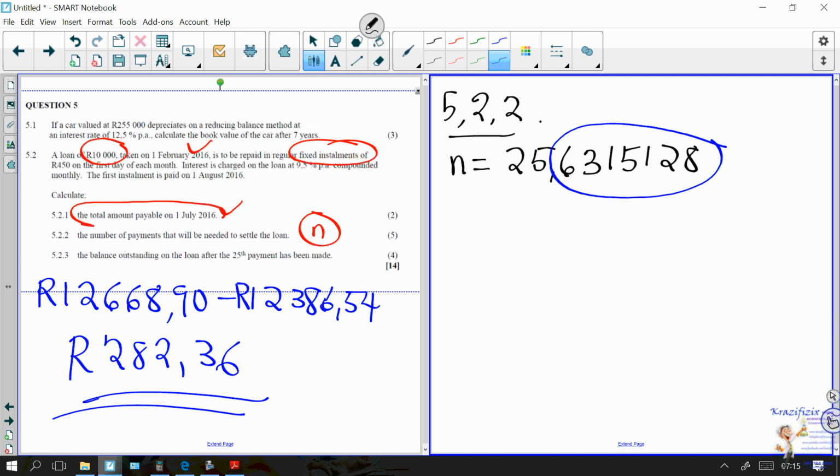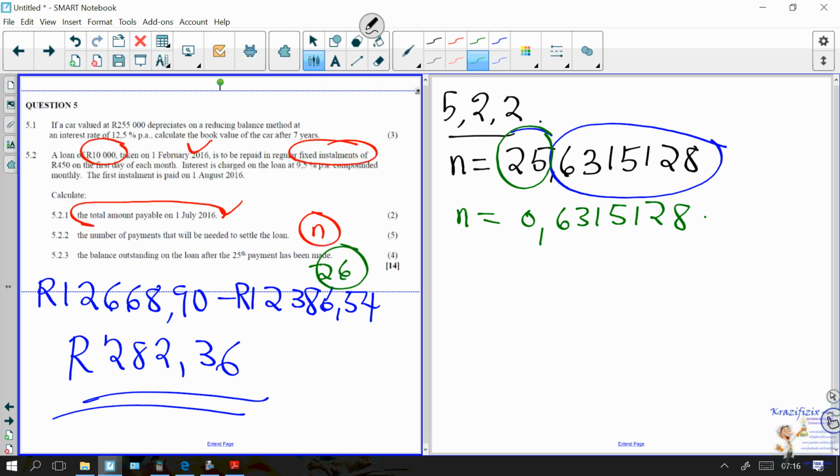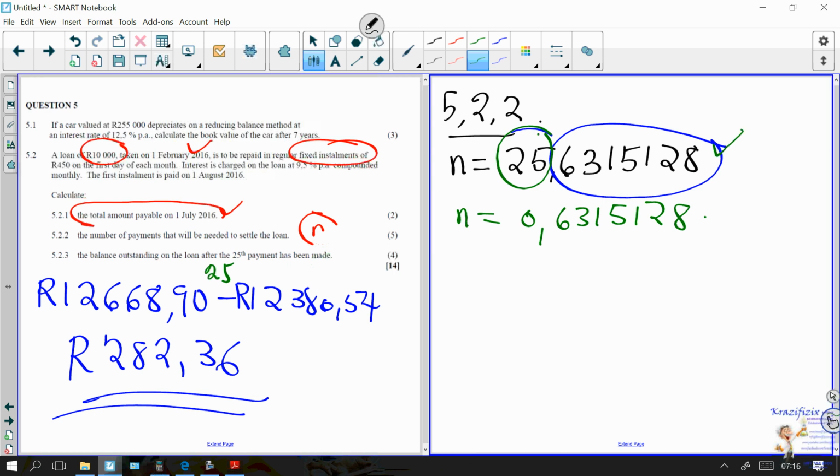But this number, so look, he has made a payment of 25. Let me use a green one. He is left with 0.6315128 payments to make. Not up to 1, but it's 0.6, which is still valid. So he is owing. Remember, he's supposed to make 26 payments, right? But he has only made what? Okay, we rounded off to 26. He's supposed to make 25.631, but he has paid 25. So he's owing for this.